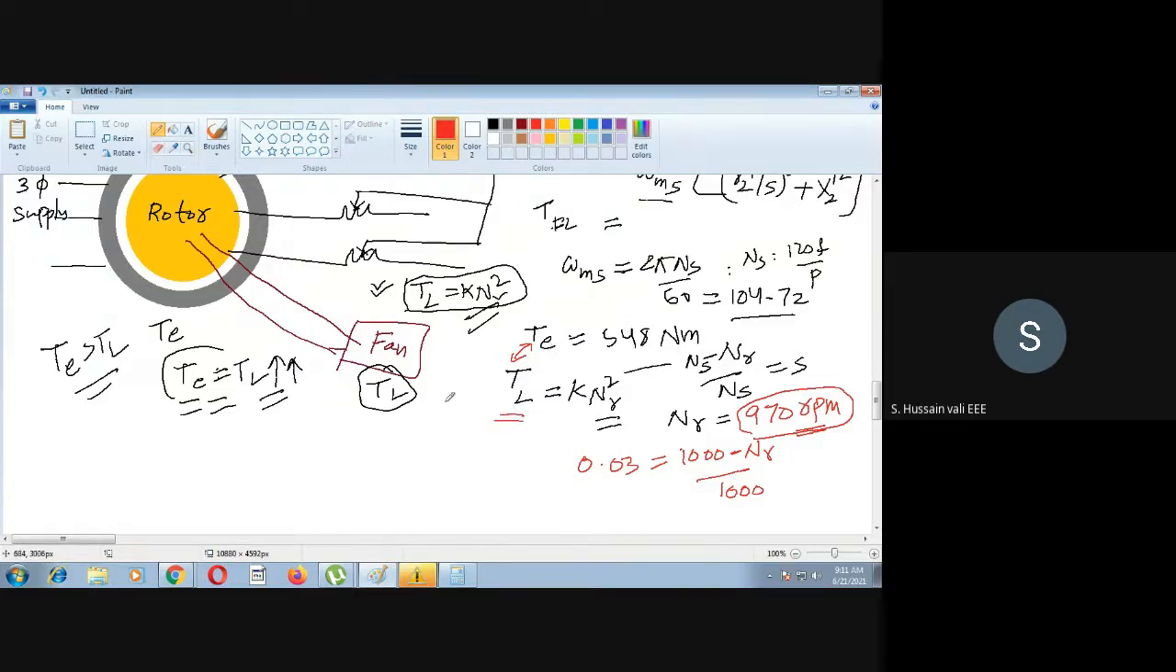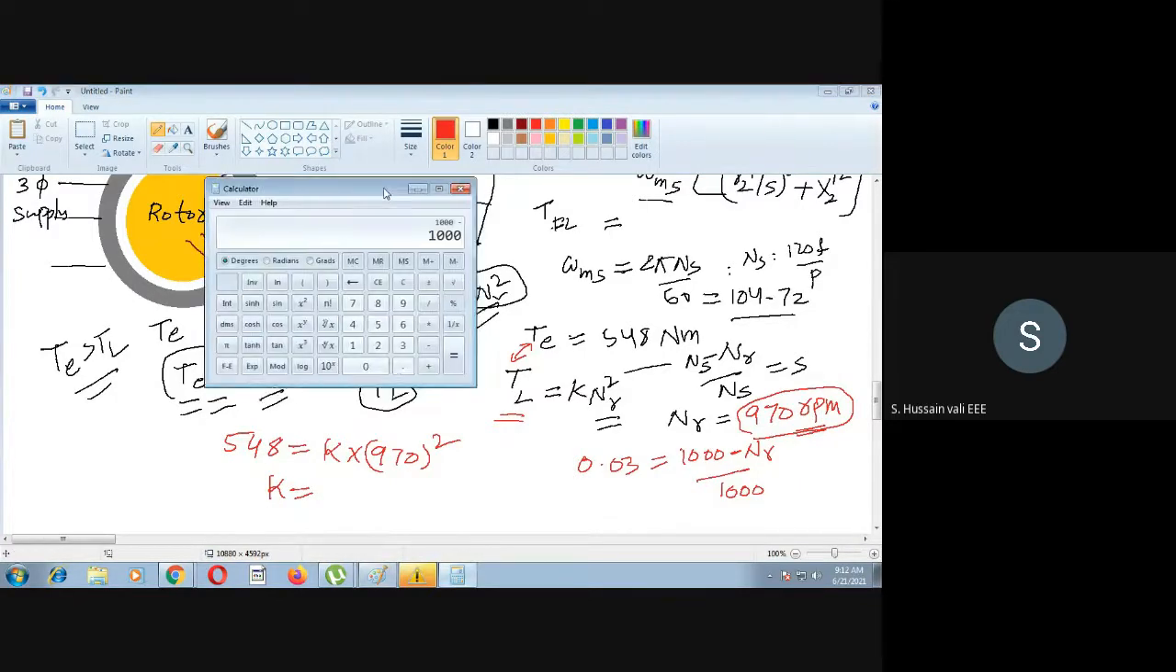So how much did we get? 548. So 548 is equal to K into 970 whole square. Why we are doing all these things is that we want to find out the K value. That is the only intention. Nothing else is there here. We did not enter into the actual problem yet.